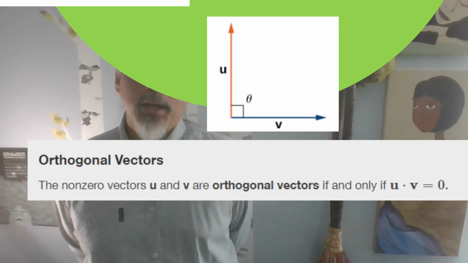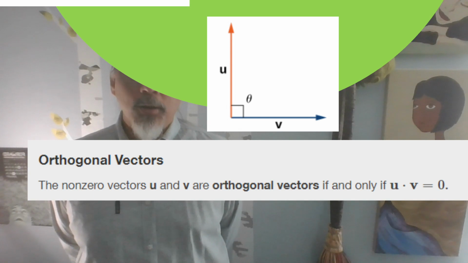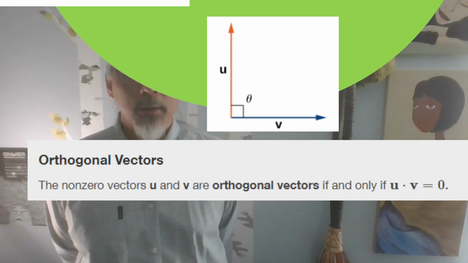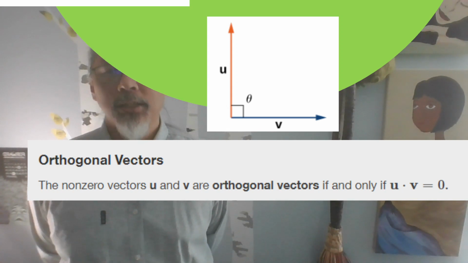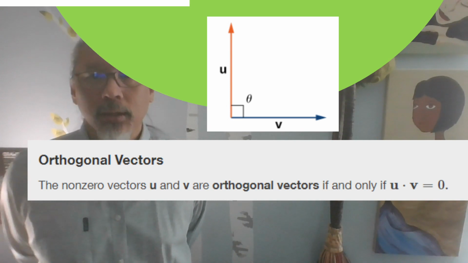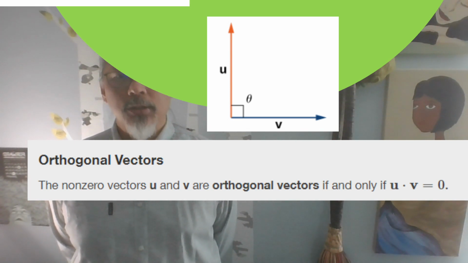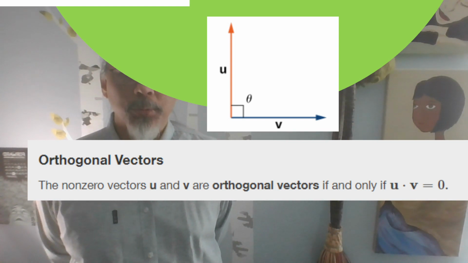Another important aspect is that the cosine of 90 degrees is 0. So if your dot product turns out to be 0, then that means the angle between them has to be 90 degrees. That is an important aspect of the dot product, because we can figure out when things are perpendicular to each other. They call it orthogonal. That is to say that they're perpendicular.